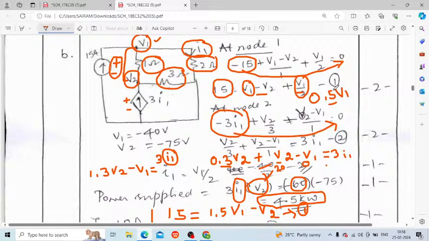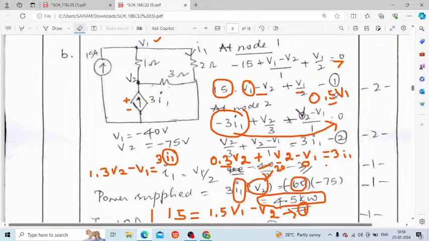Here you got two equations. From that you need to find V1 and V2. Then you need to find I1, and then you find the power dissipated and the power supplied, right? So this is how it is done for this particular problem. Just a minute, I'm sorry for the distraction. I'll erase all this because it's looking clumsy, right?